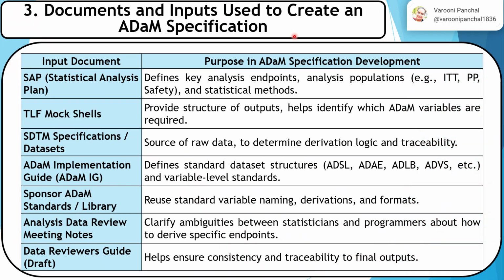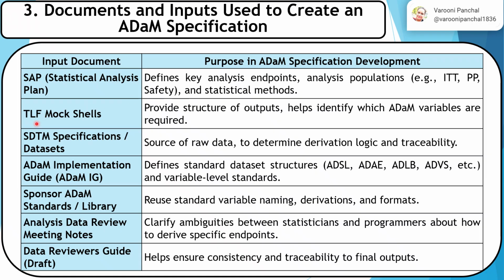Documents and inputs used to create an ADaM specification. Now there are a few documents which are quite essential that need to be used. The first is a statistical analysis plan that defines analysis endpoints, the analysis populations, whether it's going to be MITT, ITT, PP, safety, or some other subgroup analysis population, and the various statistical methods.